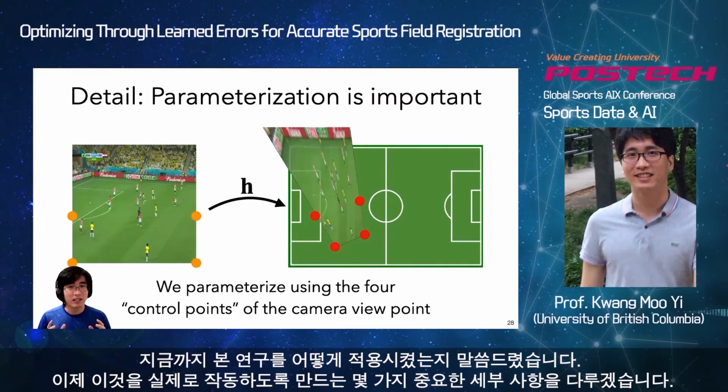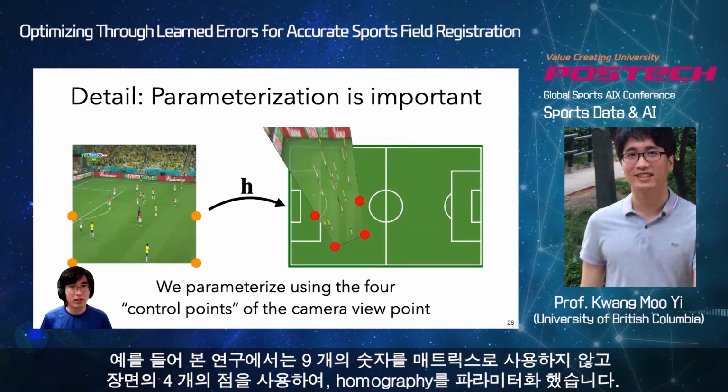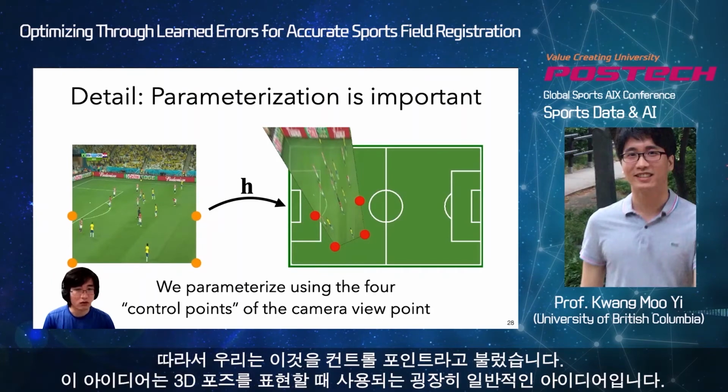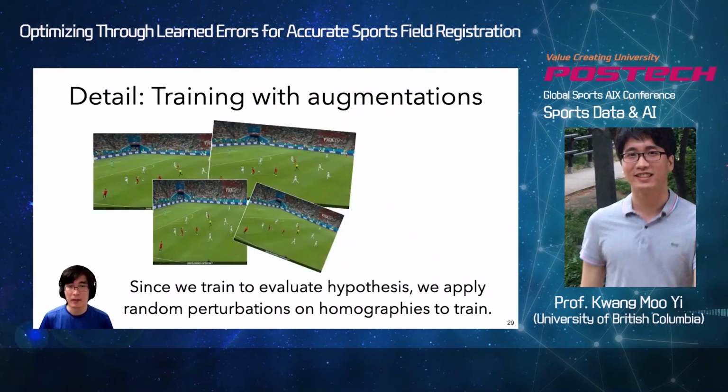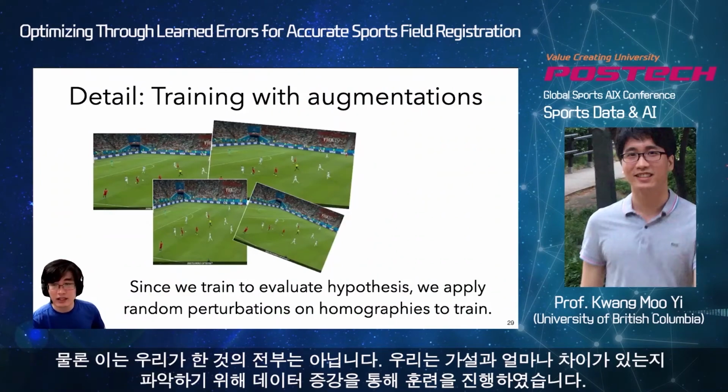And there are some details in actually making it work, and details are important. For example, here we parameterize the homography not using the 9 numbers as a raw matrix, but rather we parameterize it using 4 points in the view. So we call these control points, and this idea was not only used by us, but it's a common idea that is used when you represent 3D poses.